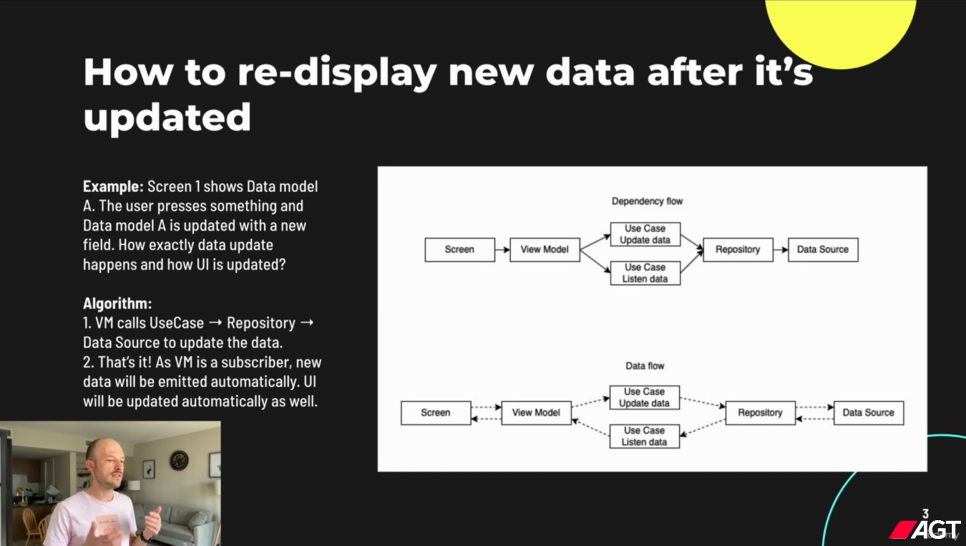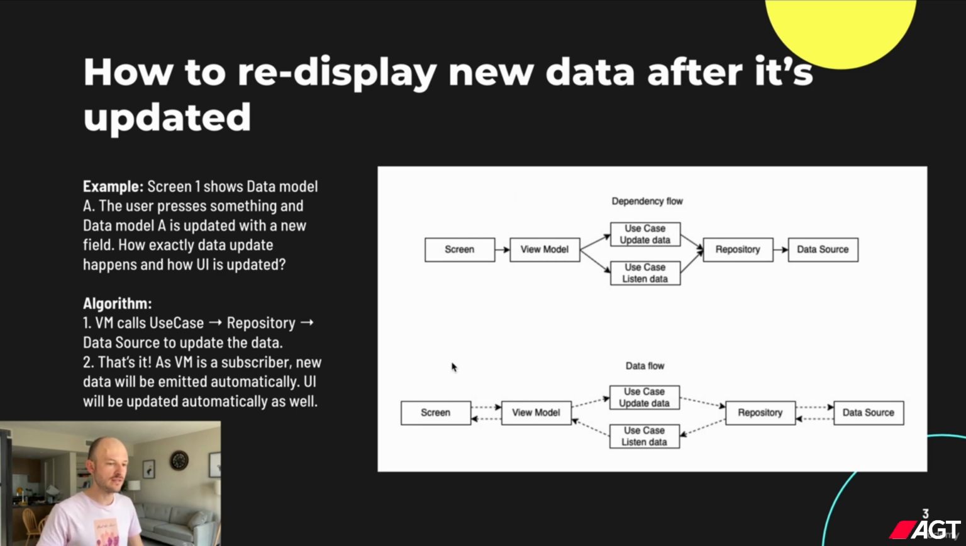The algorithm is the next. First, viewModel calls use case, which calls repository, which calls data source to update the data. And that's it. As viewModel is a subscriber, new data will be emitted automatically. UI will be updated automatically as well. Pay attention to the difference between dependency and data flows. Dependency flow always goes one way, inwards. The data flow is circular though, going in both directions.